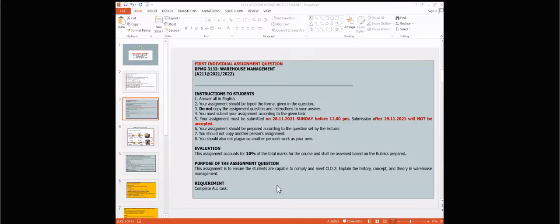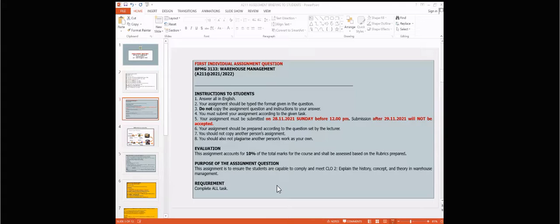Okay, that one, just now we talk about the first individual. Now, the second individual assignment. Alright? Again, the instruction, answer all in English. Your assignment should be typed. The format given in the question. Do not copy the assignment question and instruction to your answer. I just need the answer. No questions on that one. So you must submit your assignment according to the task given. Okay, must be submitted on 12 December. Alright? Ni biasalah. You should not copy another person's assignment. You should also not plagiarize another person's work as your own.